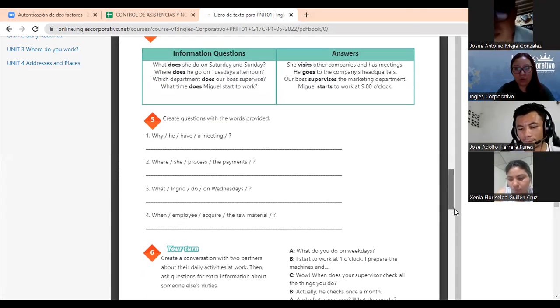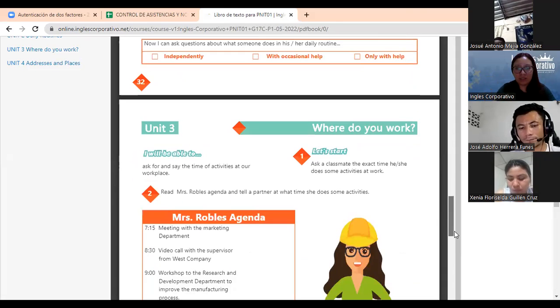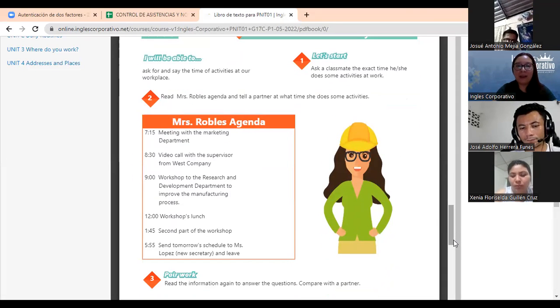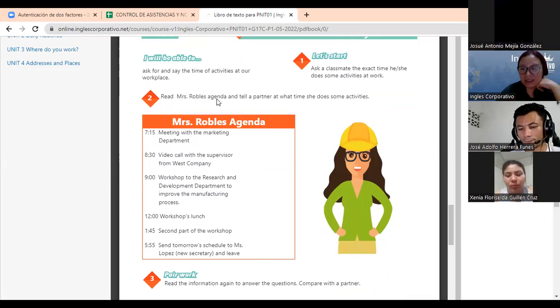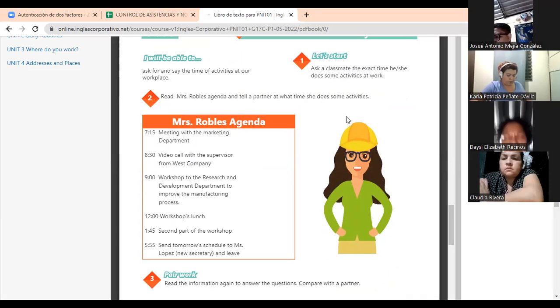Good. Now, we're going to check page 33. Quiero que vean la página 33 del manual del alumno. And we have the instructions. Read Mrs. Robles' agenda and tell a partner at what time she does some activities. Vamos a leer la agenda de Mrs. Robles y después vamos a contestar las preguntas relacionadas, ¿de acuerdo? So we have 1, 2, 3, 4, 5, 6. Tenemos 6 actividades en la agenda de Mrs. Robles. Así que ocupo 6 voluntarios. Cada uno va a leer una de las actividades. Me va a decir la hora. ¿Y qué es lo que hay en la agenda de ella?